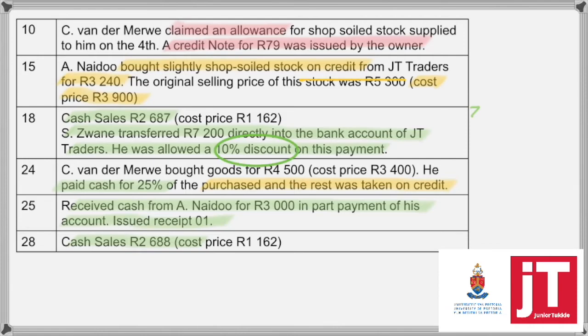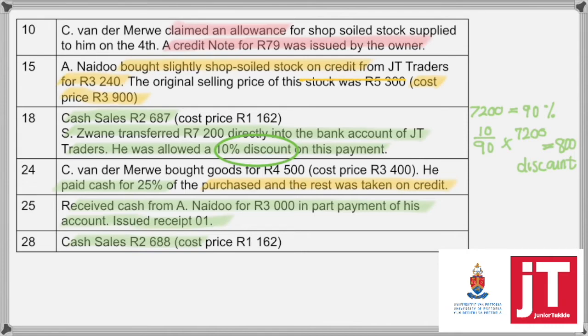More specific transactions, Zwane, he paid 7,200 Rand and he was allowed 10% discount. So the payment amount, the 7,200 Rand, is equal to 90%. So to get the discount, I have to say what I want over what I have. I want 10%, I have 90%, times the Rand value of 7,200 gives us a discount of 800 Rand.